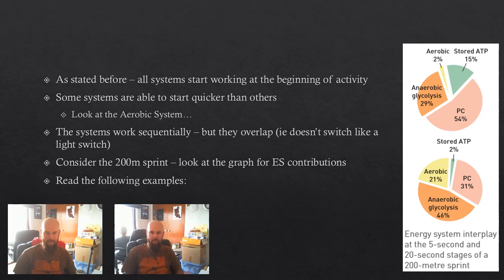The stored ATP and PC, they equate to almost 70% of the energy supplied at that 5-second interval, whereas at the 20-second stage of the race, stored ATP has decreased to 2%, the PC is down to 31%, and the anaerobic glycolysis system is starting to take over as the predominant energy system for that point in the race. And the aerobic energy system, again, is also starting to supply more and more energy.